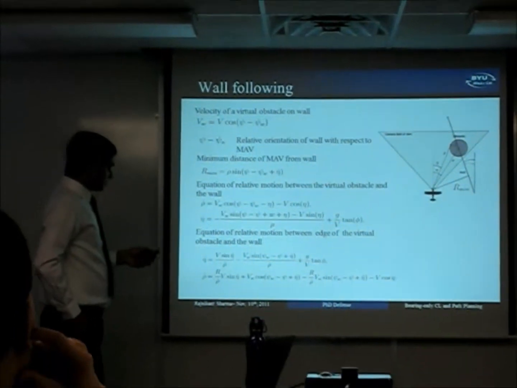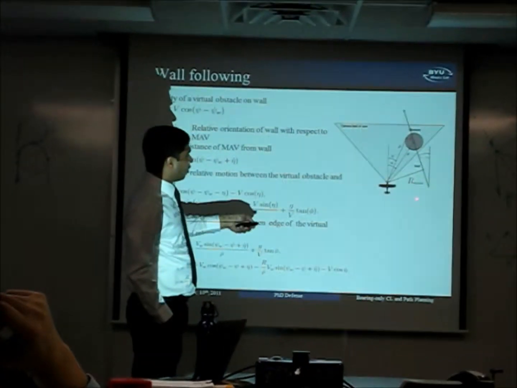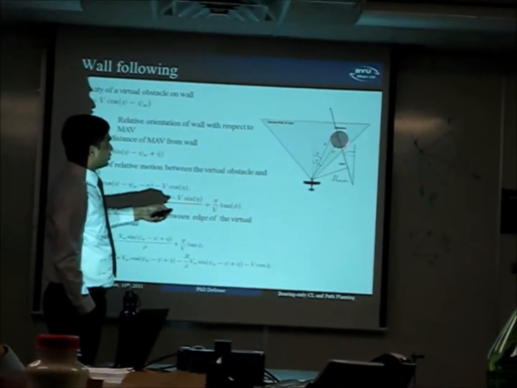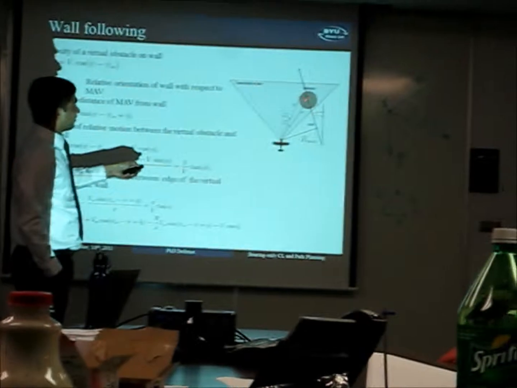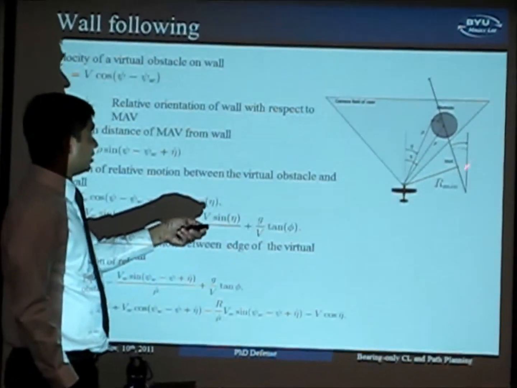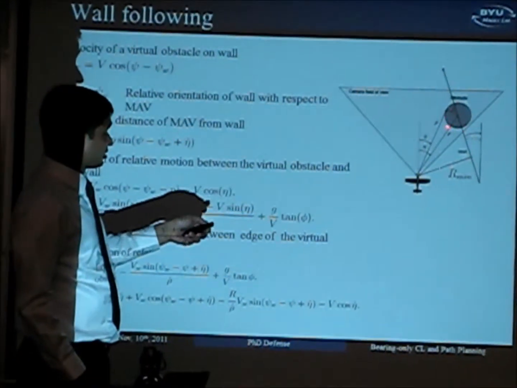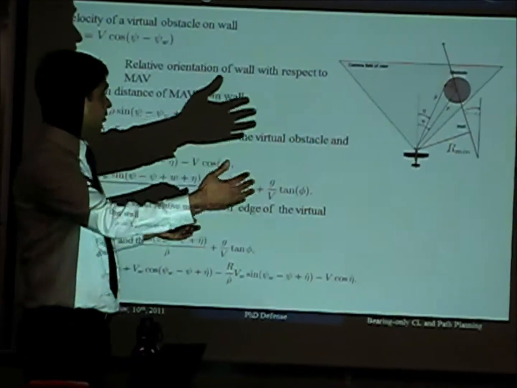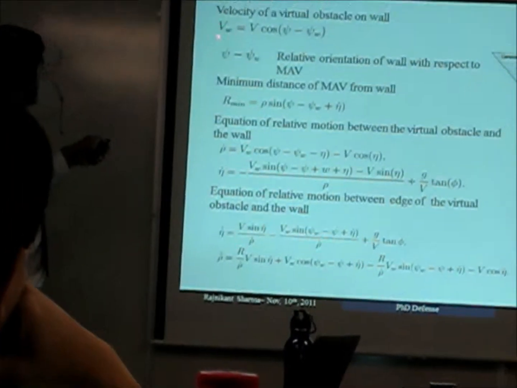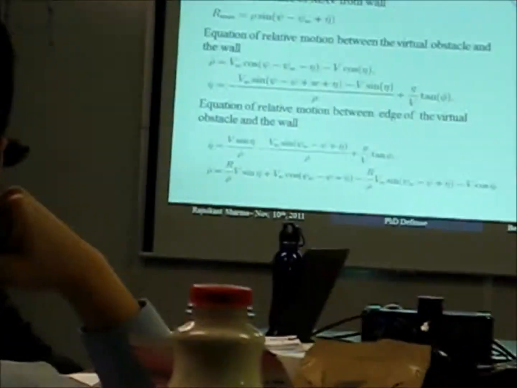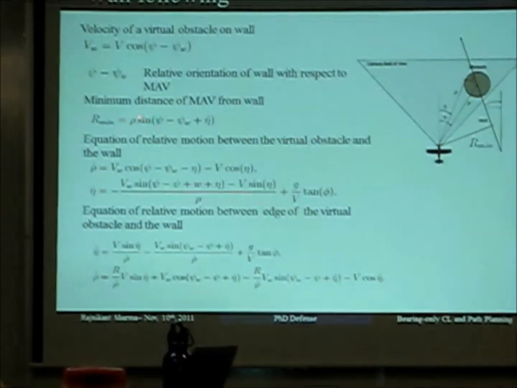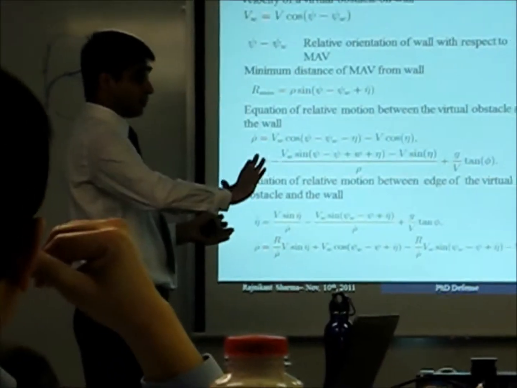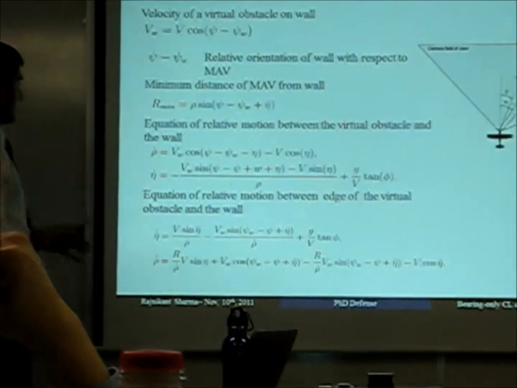In this case, there is a wall of a given orientation, and we assume that there is a virtual obstacle of radius r moving on this wall, and the velocity of this obstacle will be the projection of the UAV's velocity on the wall. That is VW, which is given as the projection of velocity. The R min here is the closest distance of the UAV to the wall. R min should be greater than 0 to avoid the obstacle.